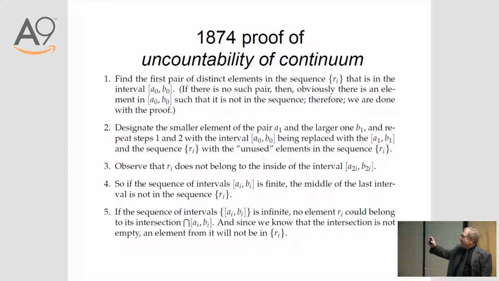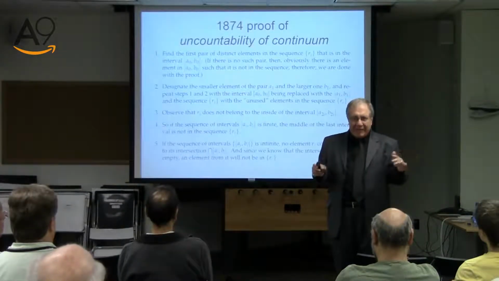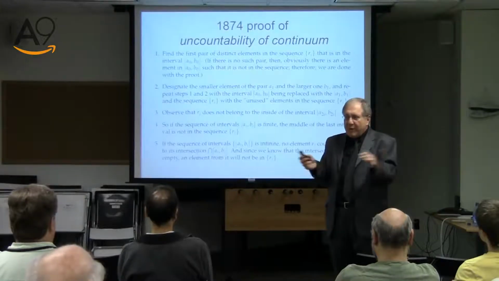So we take our interval and we start running through our sequence till we find someone who is inside the interval. If we don't, we're done. Do you agree that if we don't, we're done? Because we went through all the sequence, and none of them are inside the interval. So there's somebody inside the interval who is not in the sequence. Yes?